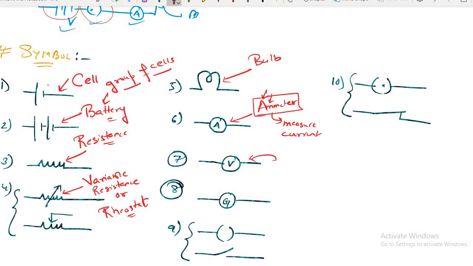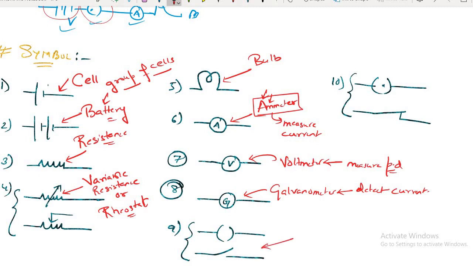What is this? This is a voltmeter, used to measure potential difference. Very good. What is this? Sir, galvanometer. It is used to detect current. Very good. Detect current.